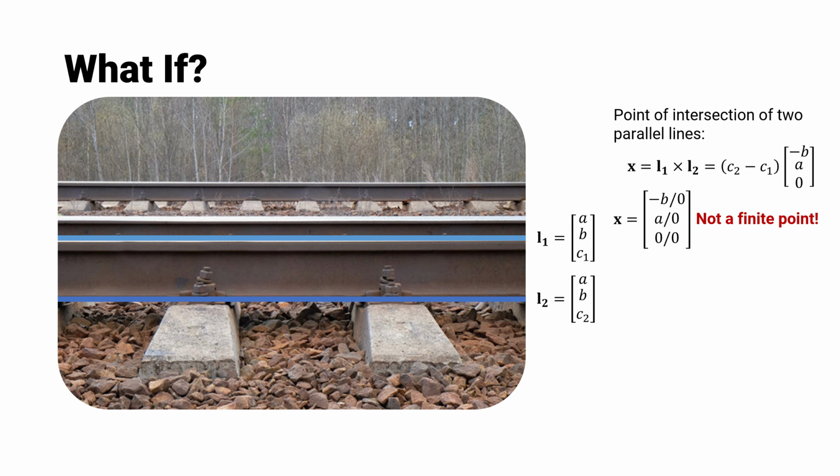I told you a while ago that this point has to lie within the image or outside the image, but has to be finite. This is one of the special cases where it's actually not a finite point. And what happens is, in this case, we say the intersection of these parallel lines is at infinity, which means that the vanishing point is at infinity.